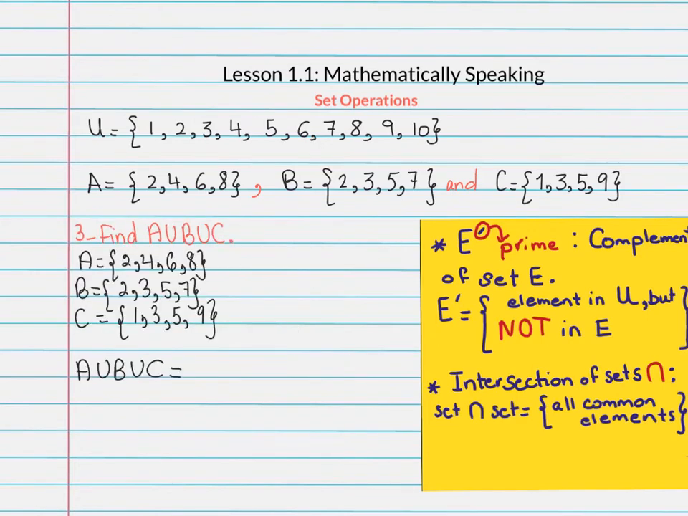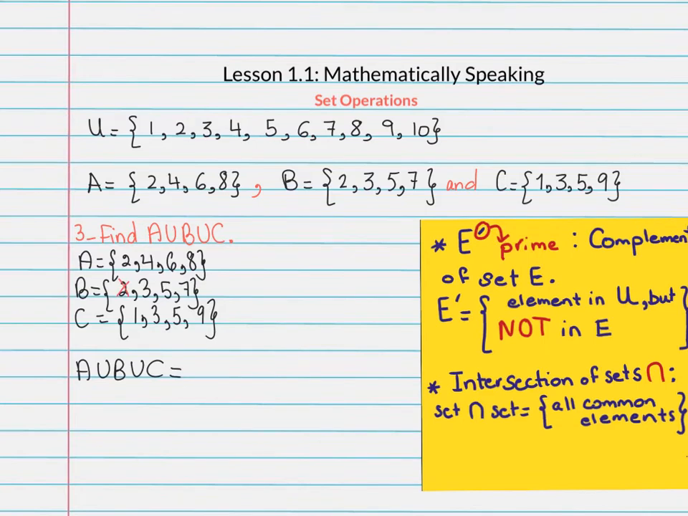We have now a new question. Find A union B union C. So we have a union between 3 sets, which is acceptable. I listed the sets as given. What I'm gonna do is cross out any common to avoid writing it twice. 2 is found in A and B. I'm going to cross it from B to avoid writing it. There's no other common between A and B.